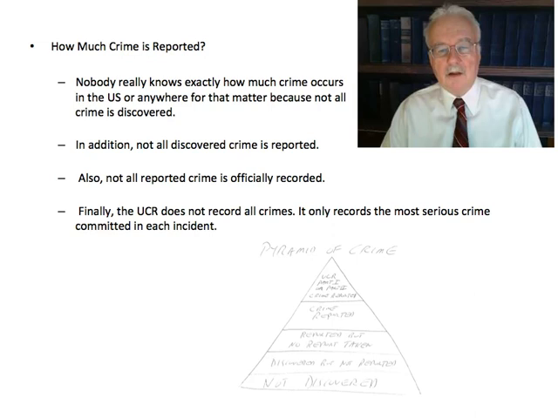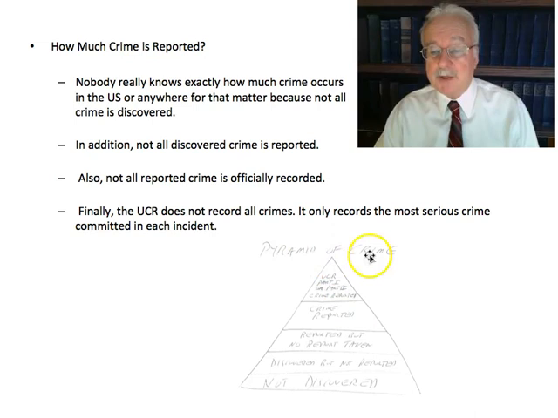Now, let's talk about how much crime is reported. Nobody really knows exactly how much crime occurs in the U.S. or anywhere for that matter, because not all crimes that are committed are discovered. And we can visualize this by looking at the pyramid of crime. That's drawn here on the bottom of the slide.